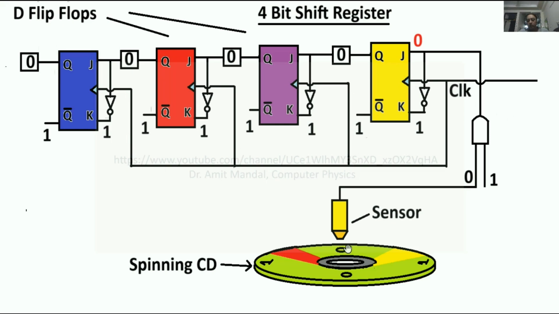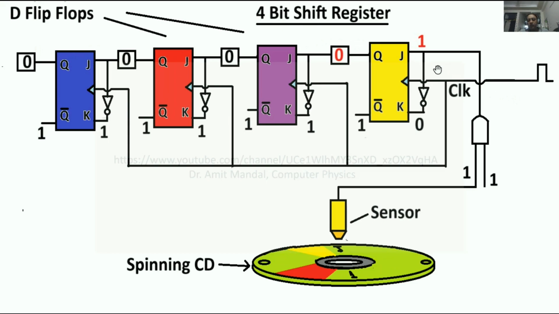Now we can see that right now the sensor is sensing 0 from the CD, and it is presented at the J of this yellow flip-flop. In case the first pulse arrives, what will happen? The 0 at this J will transfer to the Q of this yellow flip-flop. And since all the flip-flops are clocked simultaneously, the J of this purple flip-flop will transfer to the Q of the purple flip-flop, and the J of the red flip-flop will transfer to the Q of this red flip-flop, and like this.